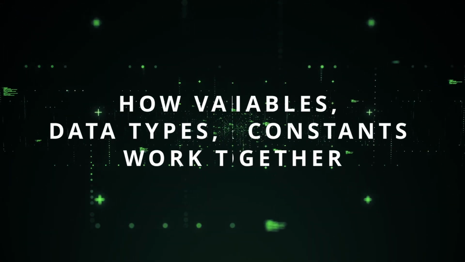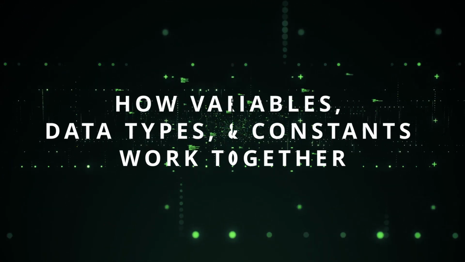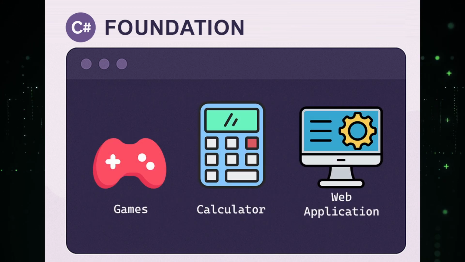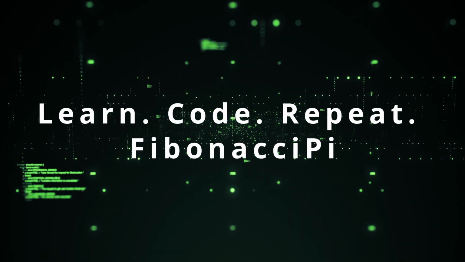How variables, data types, and constants work together. In short, variables store data, data types define the nature of that data, and constants protect values that should never change. Together, they form the foundation of every C# program, whether it's a calculator, a game, or a full web application. So that's your foundation in C#.